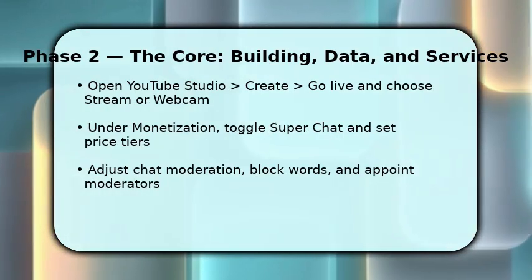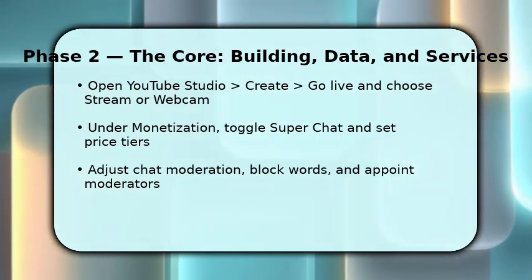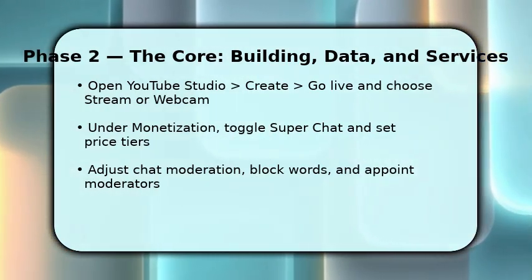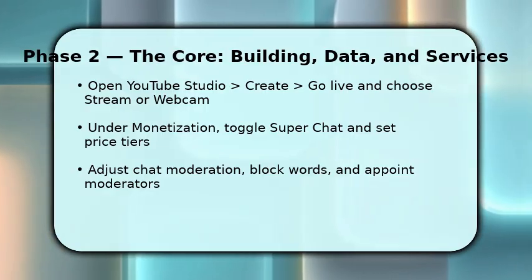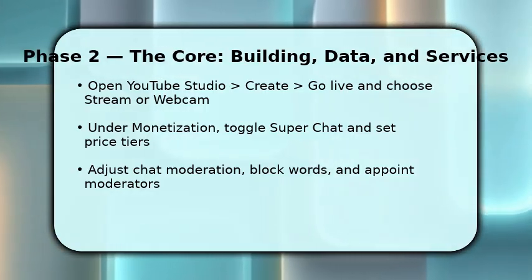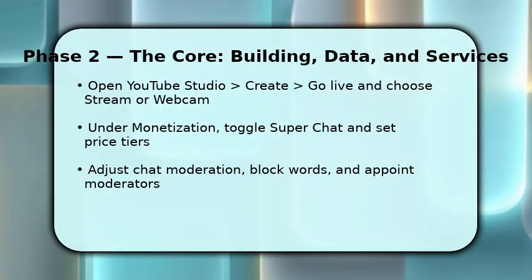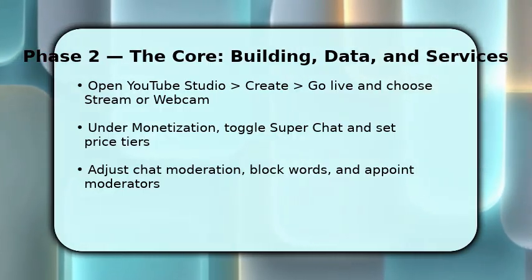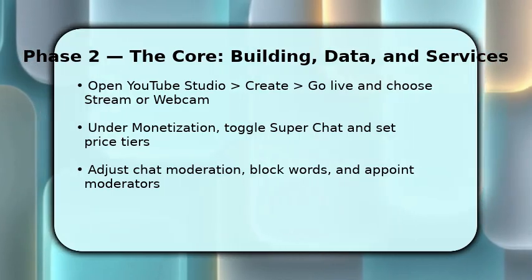Next, configure your live stream to accept SuperChat. In YouTube Studio, choose Create, Go Live, and select either Stream or Webcam. Populate stream title, thumbnail, and category. Under Monetization, enable SuperChat and confirm the currency and price tiers viewers will see.